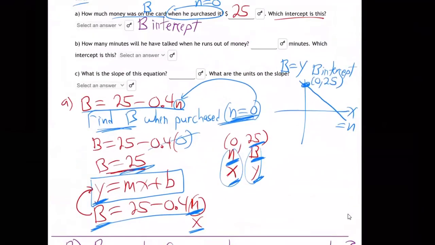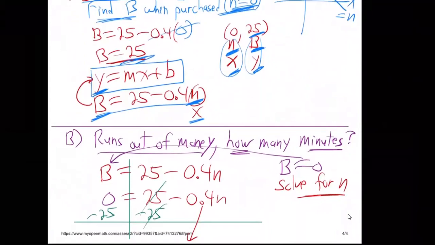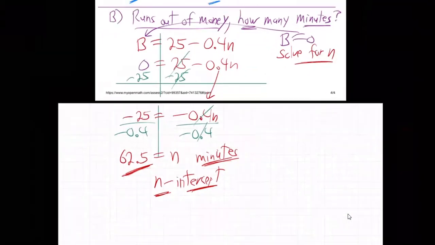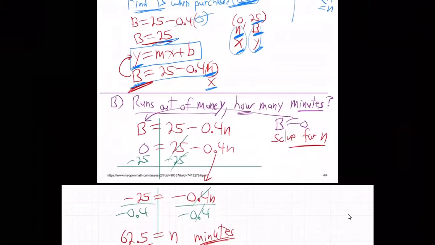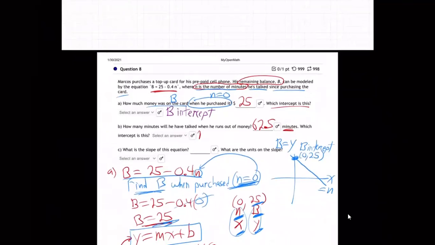They want a decimal, so I guess we'll just put exactly what we got: 62.5 minutes until he runs out of money. And what kind of intercept is that? They're asking us the intercept again. Well, it's an n value, so it's an n-intercept. Whatever value you're getting, that's the intercept it is. On part A we got a b value, and that was a b-intercept. Now we're getting an n value, so it's an n-intercept.